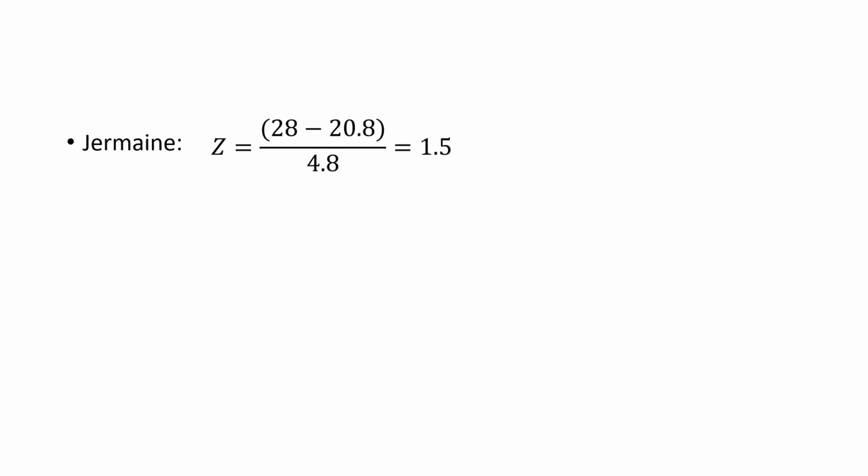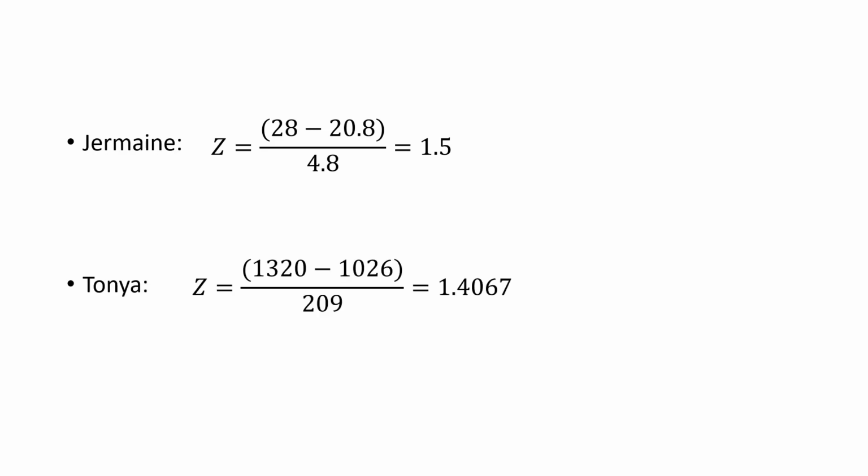For both students, we compute the z-score by taking their score on the standardized test, subtracting the mean of scores on that test, and dividing by the standard deviation of scores on that test. So Jermaine ends up with a z-score of 1.5, and Tanya has a z-score of 1.4067. That means that Jermaine is more standard deviations above the mean for the test that Jermaine took compared to Tanya. So if we really have only one spot left in the entering class, then Jermaine should get the spot and Tanya goes on the wait list.